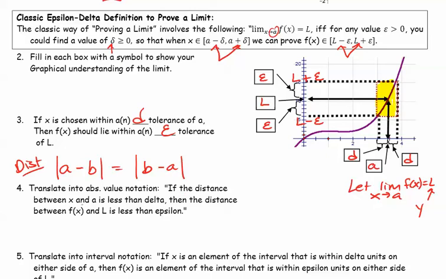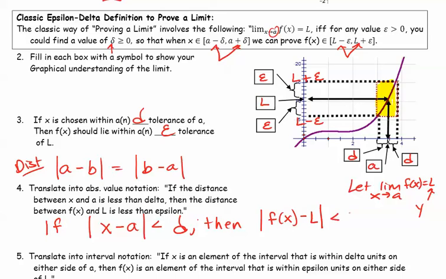If the distance between x and a, so the distance between x and a is the absolute value of the difference, if that distance is less than delta, Greek letter delta, then the distance between f of x and L, the distance between f of x and our limit, will be less than epsilon. So that is an exact symbolic translation of what we just showed in that graph.